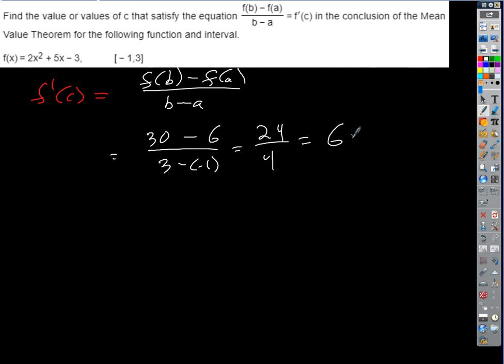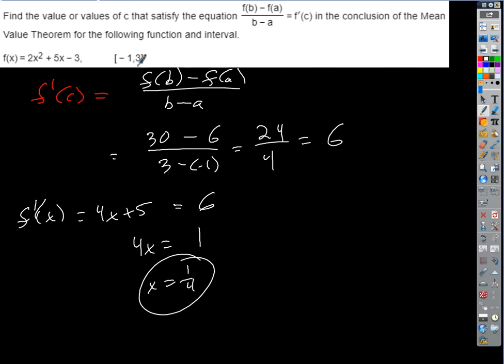I just need to find, well, where is the slope of the tangent line 6? Because the mean value theorem would guarantee that. What is f prime of x? Okay, and then I just need to find where is f prime of x equal to 6. Solve the equation and find out. So let's subtract 5, get 4x equals 1, divide by 4, and I get x equals 1/4, which is in my interval, right? So there it is. That's all we're doing there.